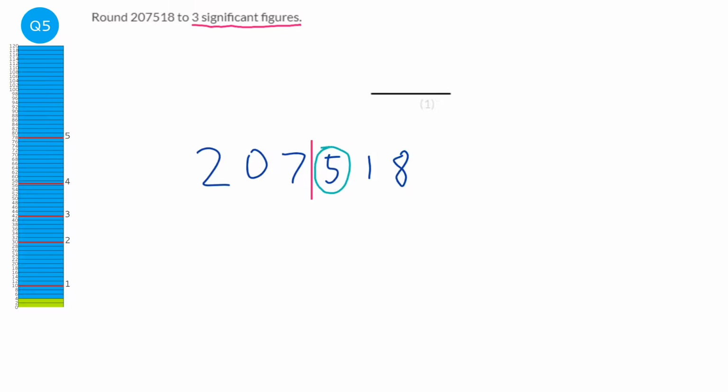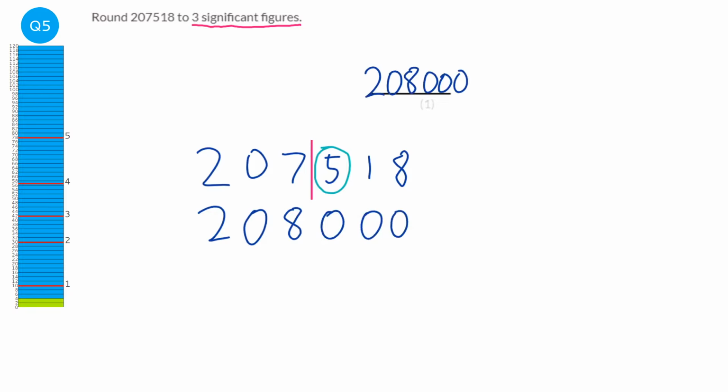Now this number, if it's 5 or more, moves the previous number up by 1. If it's less than 5, that number stays the same. Now it is 5 or more, because it is 5. So it's not going to be 207, it's going to be 208. Now, a common mistake is that students write down 208. No, all the numbers to the right of that line turn to 0. So it would be 0, 0, 0. So it would be 208,000 exactly.